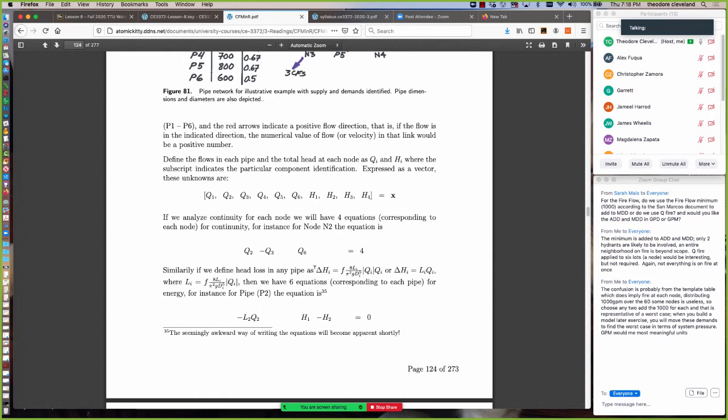Next, if we define head loss in any pipe as the change in total head for the pipe using the Darcy-Weisbach equation, we have the change in head in the pipe equal to the friction factor times 8 times the length of the pipe, divided by pi squared g times the diameter of the pipe to the 5th power, multiplied by the absolute value of the flow rate in the pipe times the flow rate in the pipe.